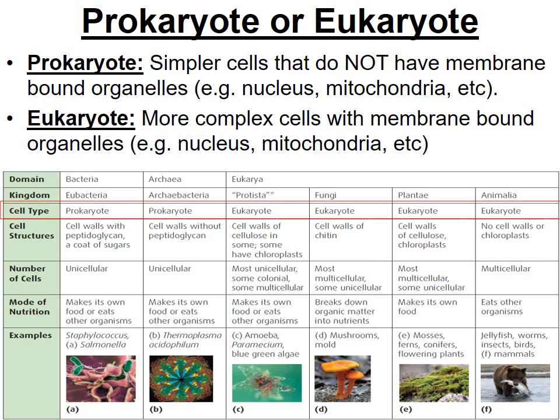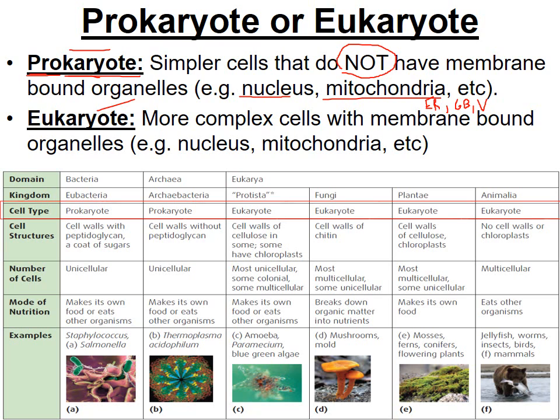The other method of classification is based on cells, prokaryotes versus eukaryotes. Prokaryotes: pro means before, karyote means nucleus, so before the nucleus. Prokaryotes are simple cells. They do not have membrane-bound organelles. Membrane-bound organelles are organelles like your nucleus, your mitochondria, your chloroplast, your endoplasmic reticulum, your Golgi body, vacuoles. Those are all membrane-bound organelles.